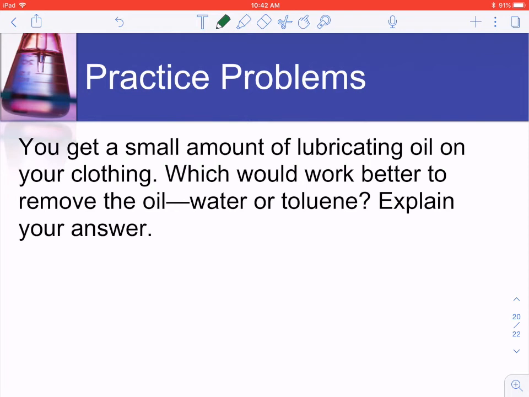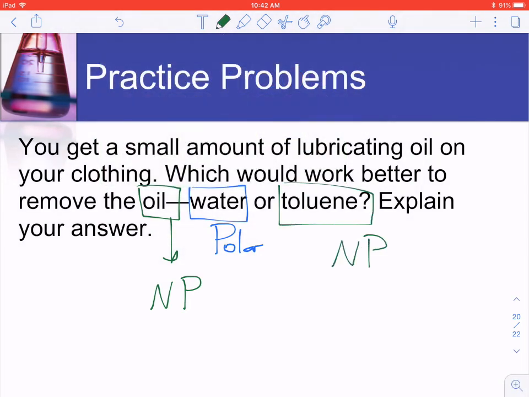So let's imagine that you've taken a little bit of oil and you've gotten it onto your clothing. Maybe you're working on your car. What would you want to do to get that oil out? Should we use water or toluene? Well, in order to think about this problem, we need to know that oil typically is nonpolar. Water is polar. And toluene we discussed a little bit earlier in the video. Toluene is also nonpolar, so because like dissolves like, toluene is going to be a better choice in this situation because toluene is able to remove that oil. We'll probably want to use some PPE because toluene is not necessarily the nicest thing for our skin and not necessarily all that healthy for us.